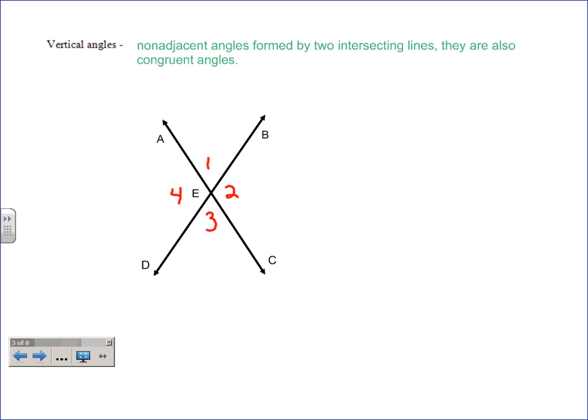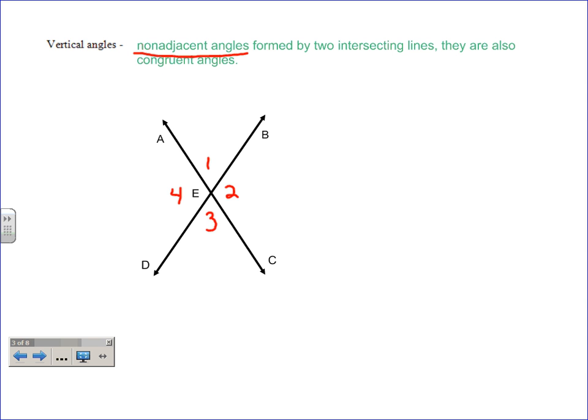Angles 1 and 2. Yeah, they are. How about 2 and 3? Are they adjacent? Okay, so we have to look for non-adjacent, because that's what it says right here. Well, are there any angles here that are non-adjacent? Yeah. 1 and 3. Now, how are they not adjacent? They share a vertex, but they don't share a side. You see the difference there? They share a vertex, but not a side. So I would say, yes, 1 and 3 are good examples of vertical angles here.